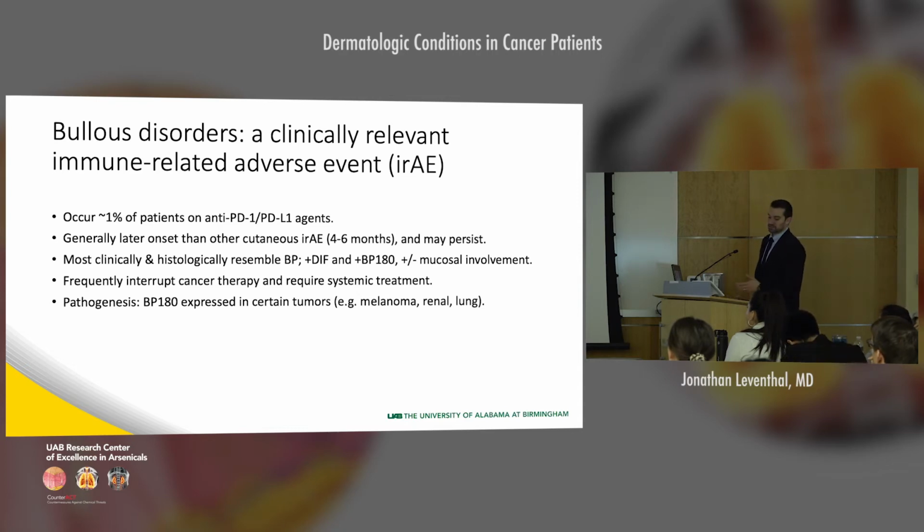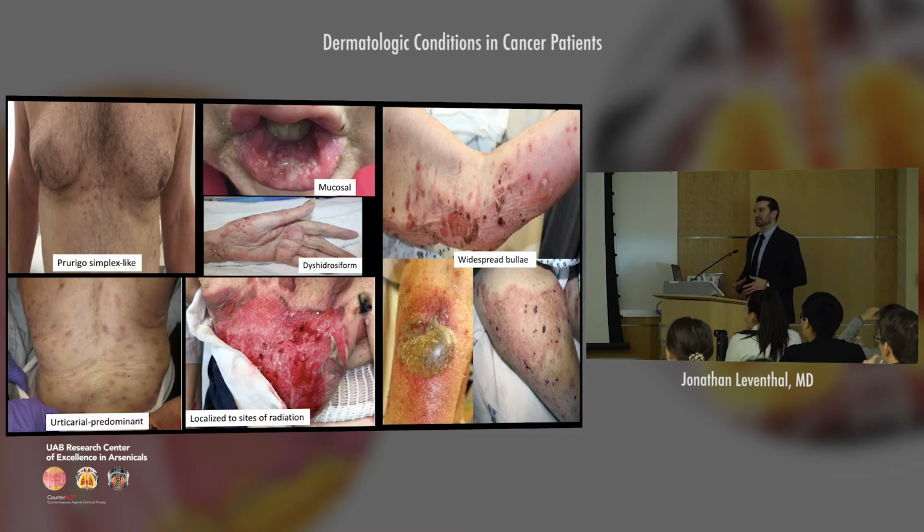Most cases, as you can see from this case, present similarly to bullous pemphigoid, both clinically and histopathologically. And the pathogenesis is not fully known, but BP180 has been found to be expressed in certain tumors. So that's likely relevant. And so I've seen many of these patients, and they really present with a spectrum of findings from mild presentations that look almost like Grover's or prurigo lesions, to urticarial predominant presentations. Others have presented with more mucosal lesions. I've seen patients who have been on immunotherapy and radiation therapy and had the bullous pemphigoid really localized to the radiation therapy. And radiation is known to trigger bullous pemphigoid. And then more typical bullous pemphigoid with urticarial plaques, tense vesicles, bullae, and erosions.